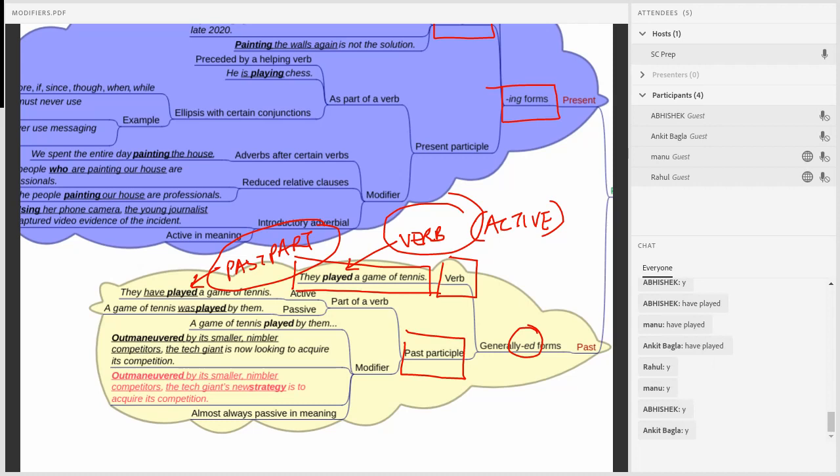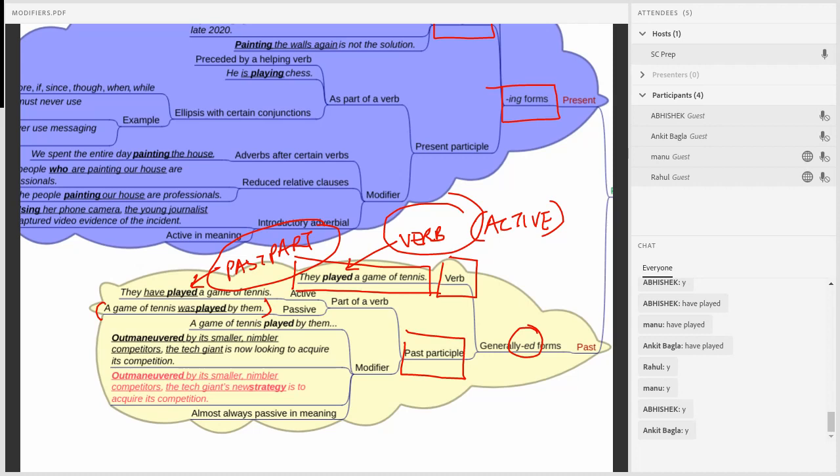Excellent. Now, take a look at the third sentence. A game of tennis was played by them. Again, the verb is was played. What is again happening? Your played is occurring with a helping verb. So, again, whenever you have a helping verb, it doesn't matter what helping verb you have, the ed will never be a verb on its own. So, that ed is also a past participle. It is not a verb.